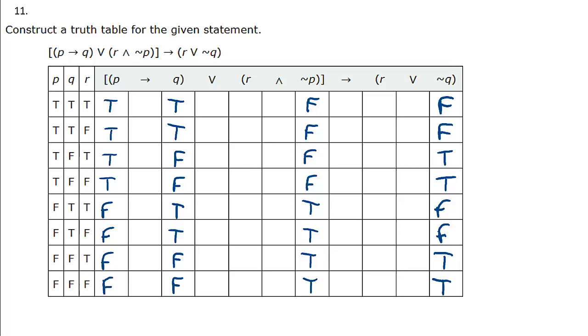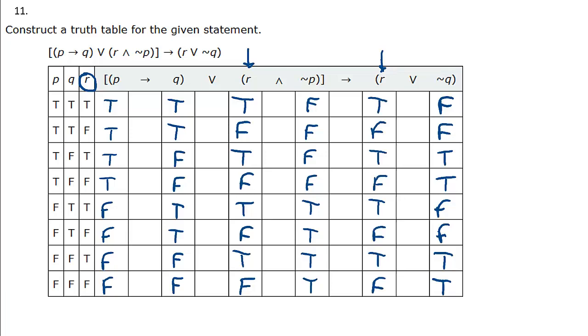And then do the same thing with the R's. Notice about halfway through the columns you have an R. R goes true, false, true, false, true, false, true, false. You copy that over. The third from the end is also a column that has an R. So it also becomes true, false, true, false, true, false, true, false.